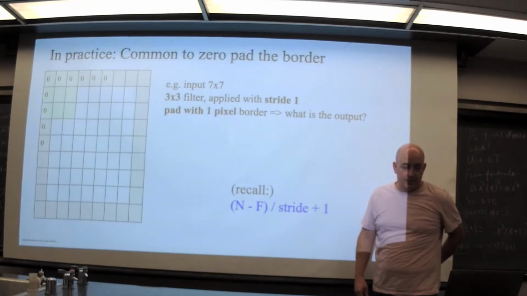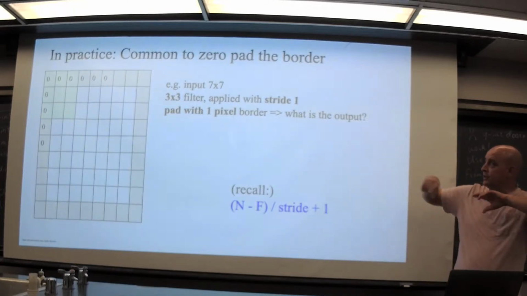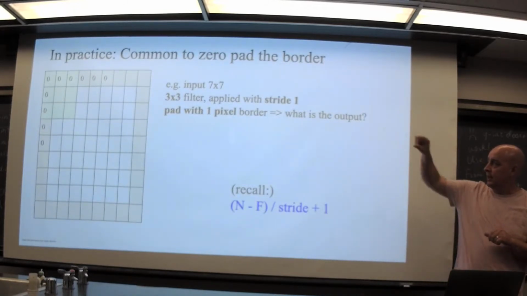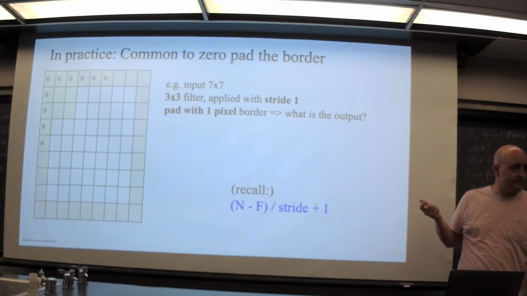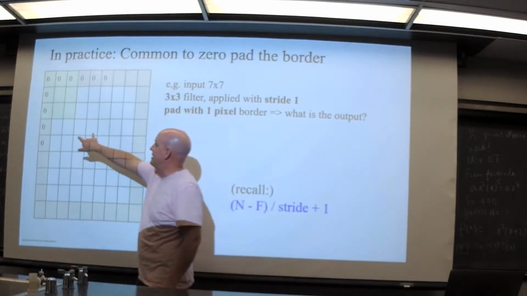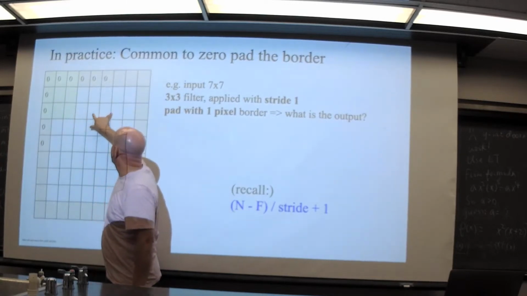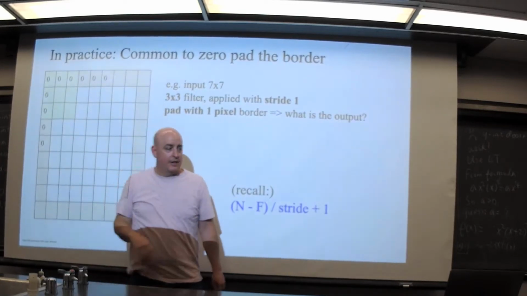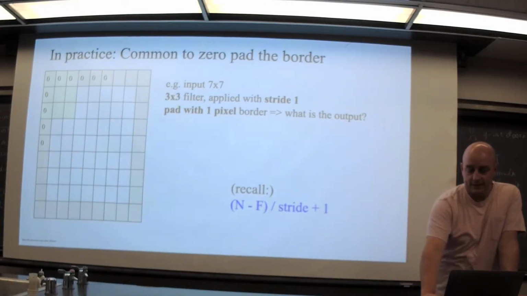So what's the output now? If we pad it here, so we have a 7x7 image, 3x3 filter, and we pad it with a single row or border of zeros around it, and we use stride 1, what will be the output size? I start here and I stride by 1: 1, 2, 3, 4, 5, 6, 7. So actually, in this case, it's going to preserve the size of the input. It's actually going to be 7x7.